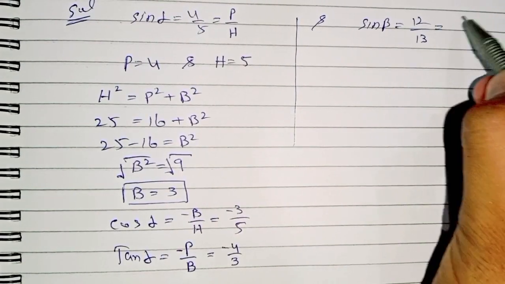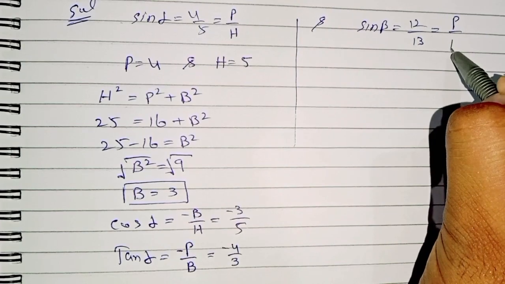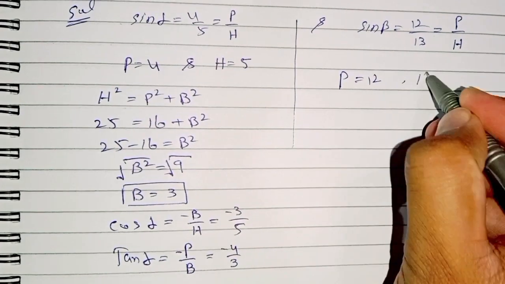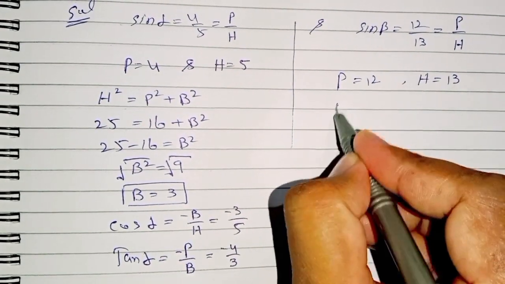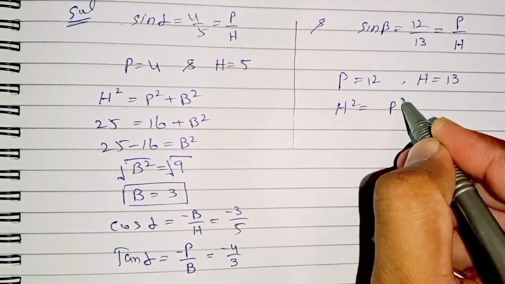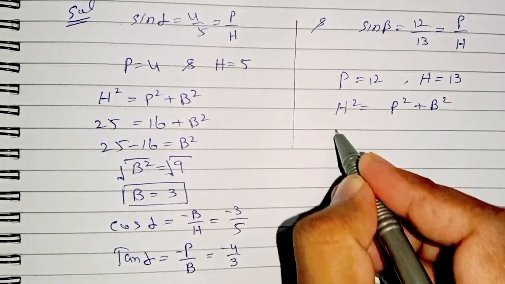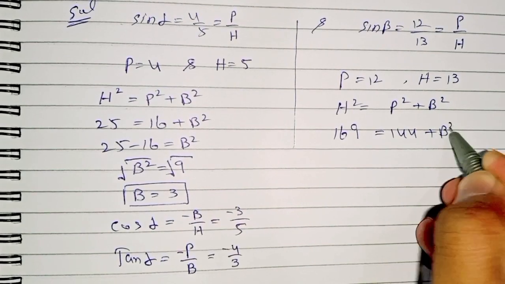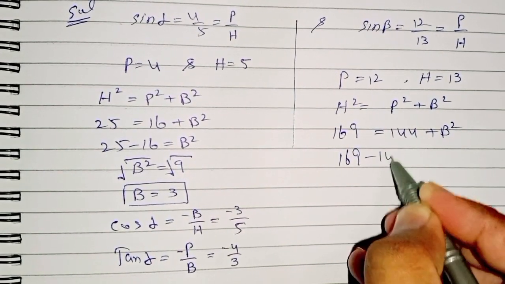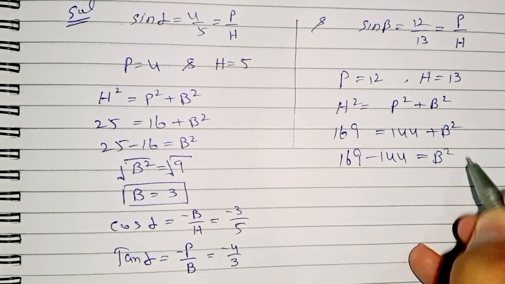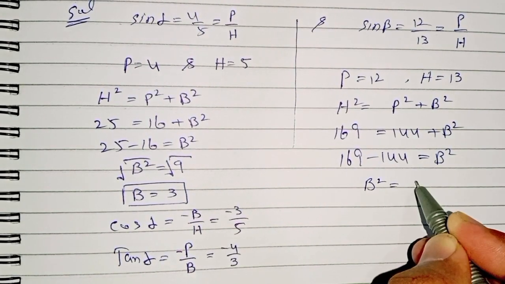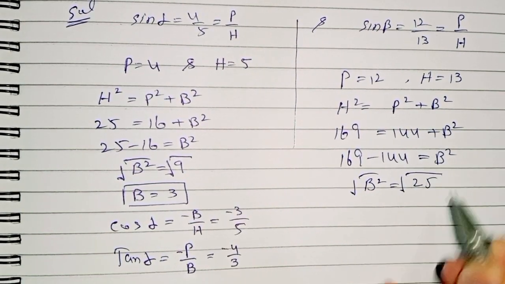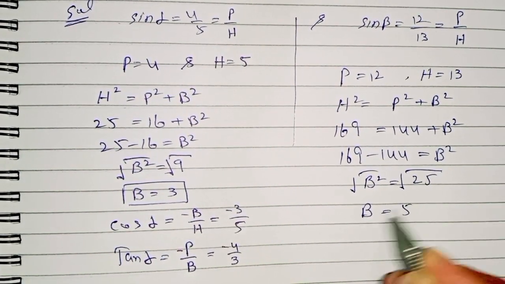Similarly, sine beta, sine is also perpendicular over hypotenuse. P is equal to 12, H is equal to 13. By Pythagoras theorem, H square is equal to P square plus B square. 169 is equal to 144 plus B square. 169 minus 144 is equal to B square. B square is equal to 25. Taking square root on both sides, B is equal to 5.